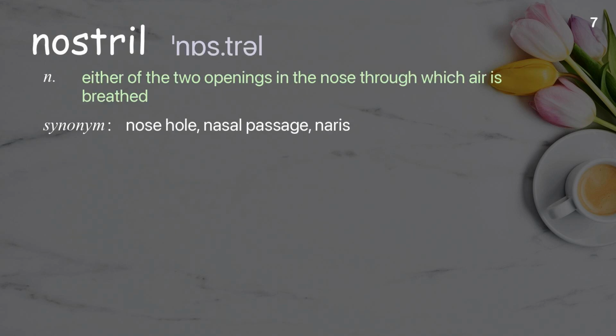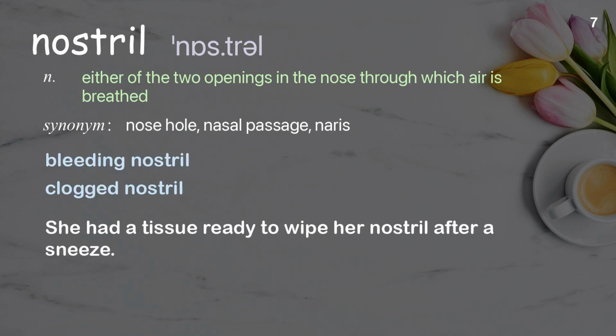Nostril. Either of the 2 openings in the nose through which air is breathed. Examples: Bleeding nostril. Clogged nostril. She had a tissue ready to wipe her nostril after a sneeze.